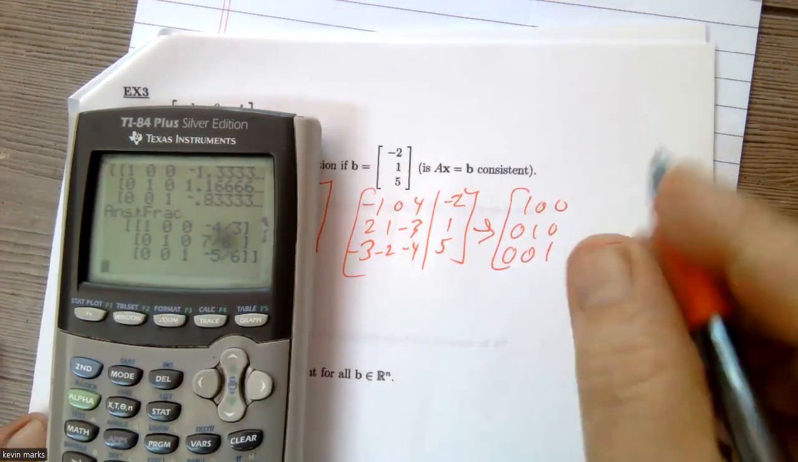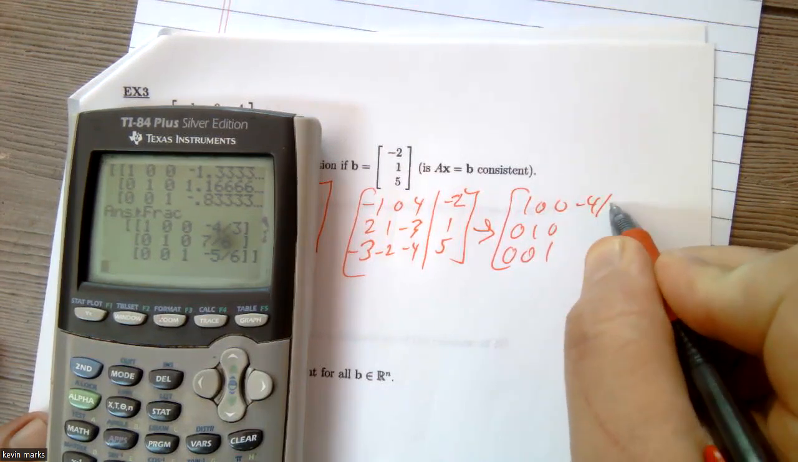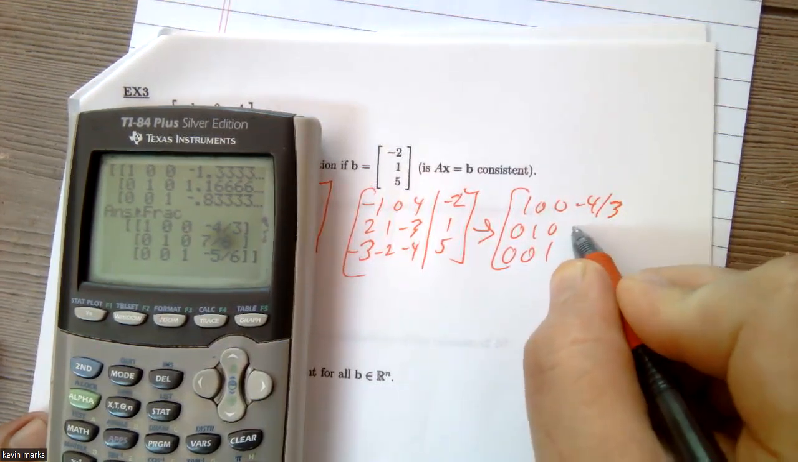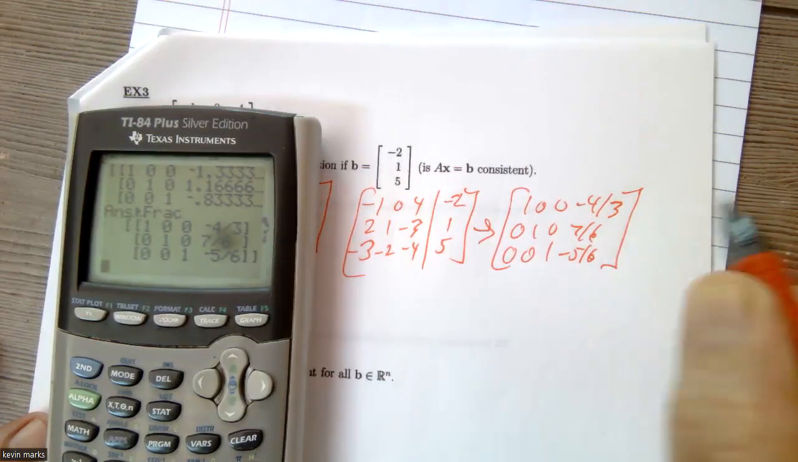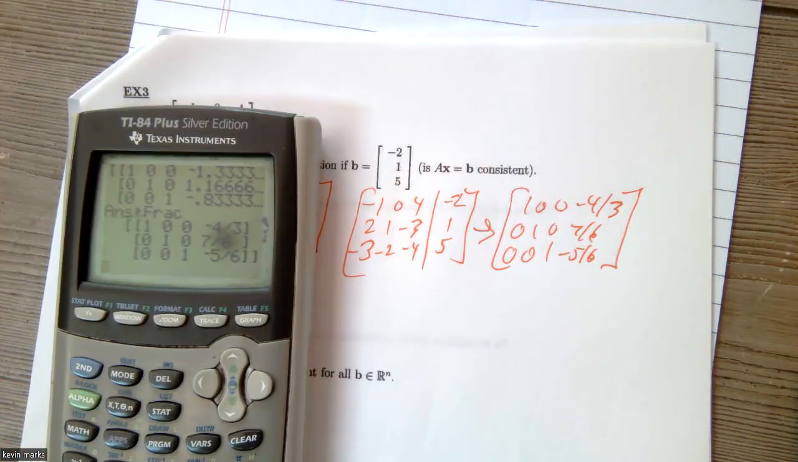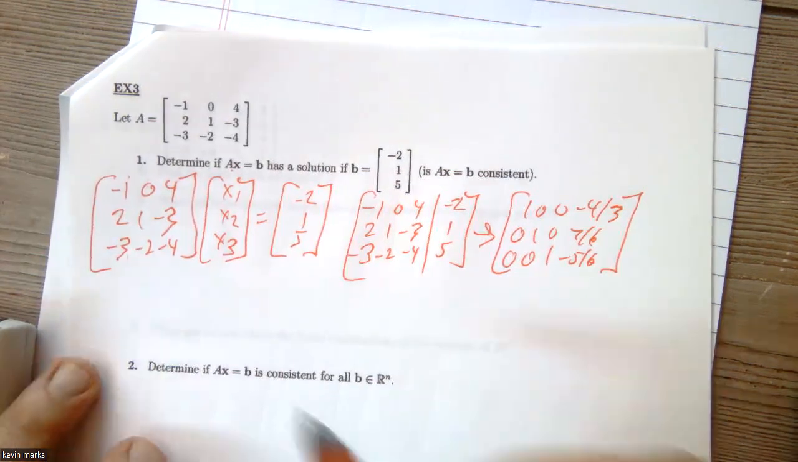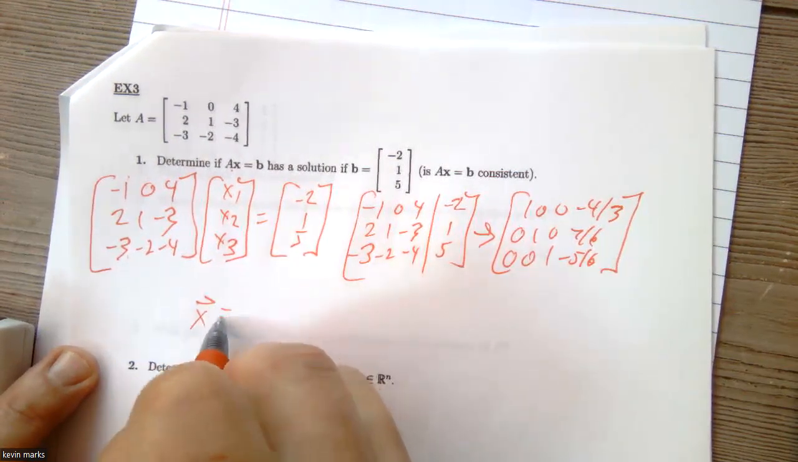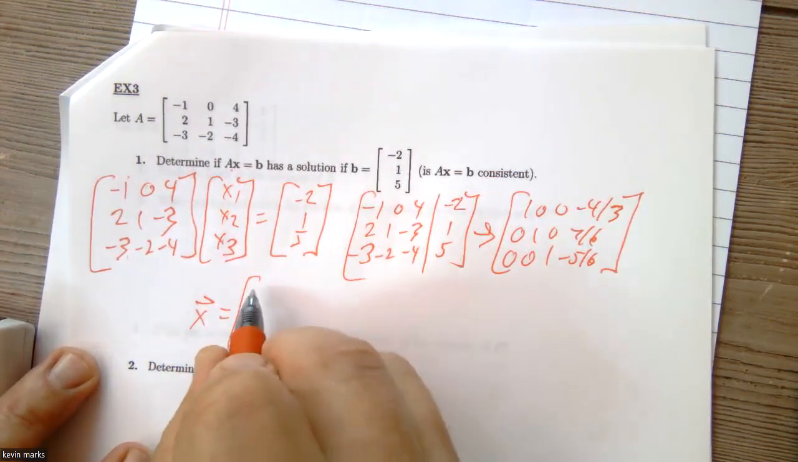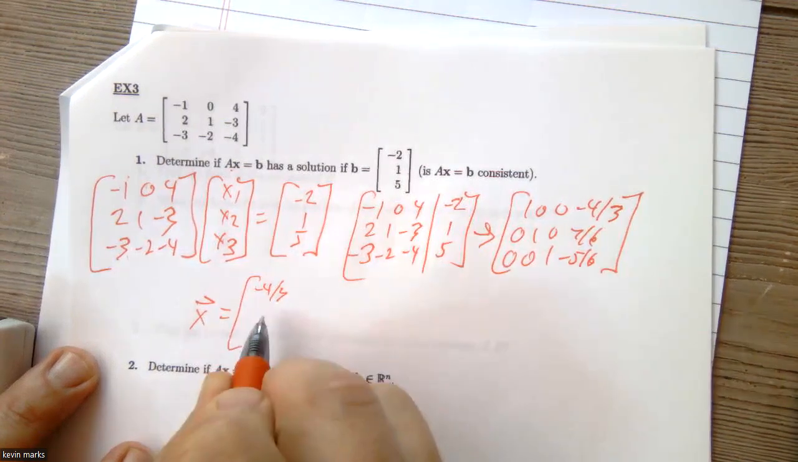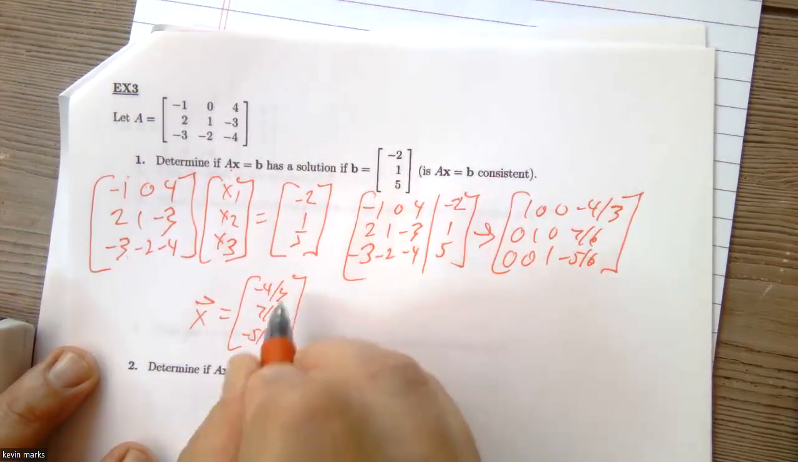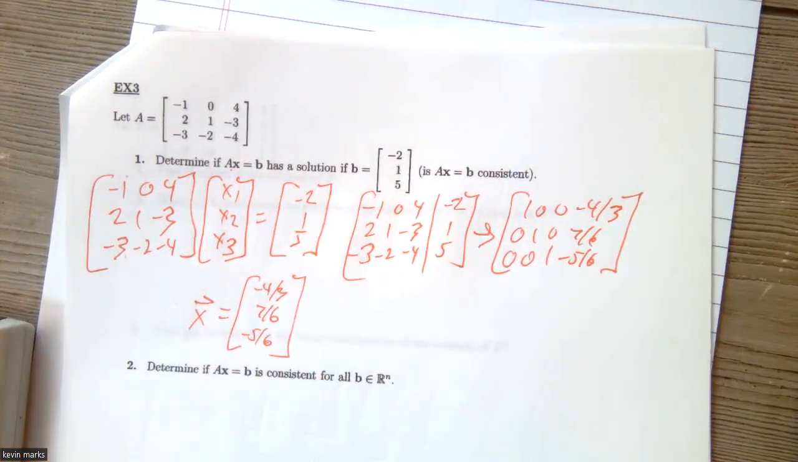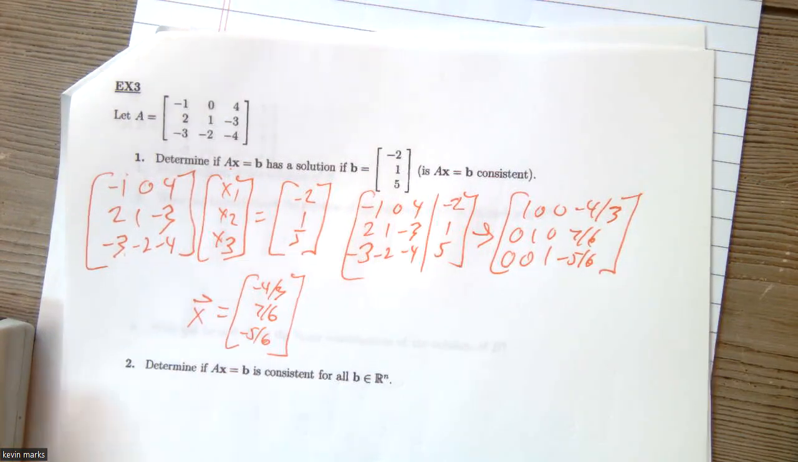So what that means is you're indeed going to end up with a unique solution: -4/3, 7/6, and -5/6. Right? That's your unique solution. Or you can think of it as your vector x would be the vector -4/3, 7/6, -5/6. Right? That's your actual solution there. So it does have a solution.